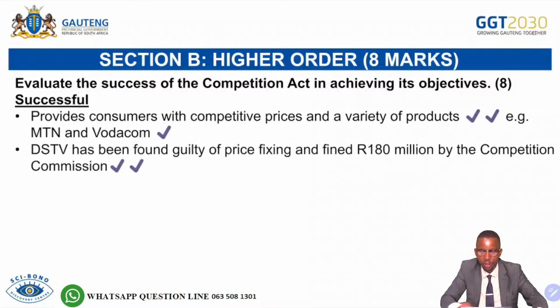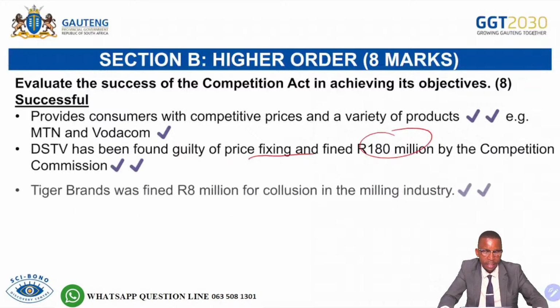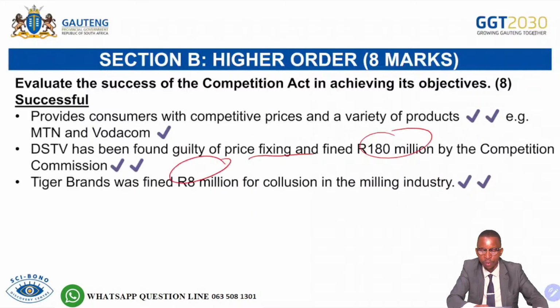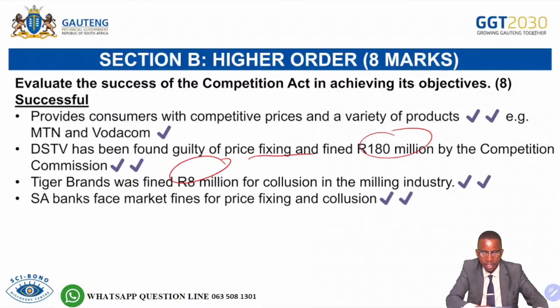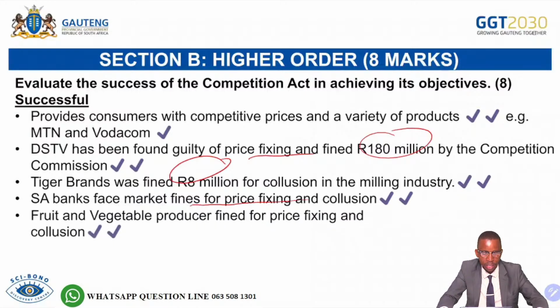DSTV has been found guilty of price fixing and fined 180 million by the commission. And then Tiger Brands was fined about 8 million for collusion in the mining industry. South African banks face market fines for price fixing and collusion. Remember, they colluded by fixing the exchange rate. And then fruit and vegetable producers were fined for price fixing and collusion.